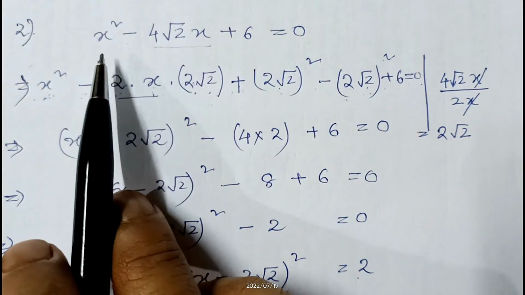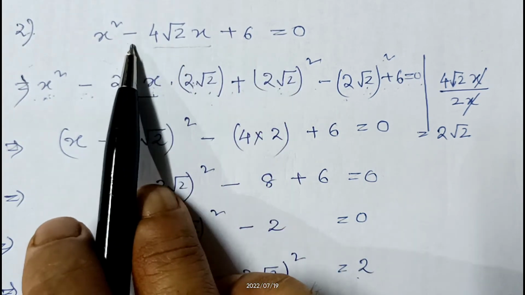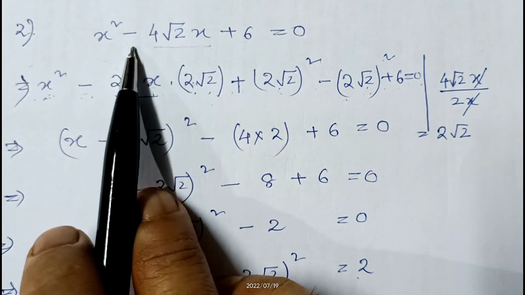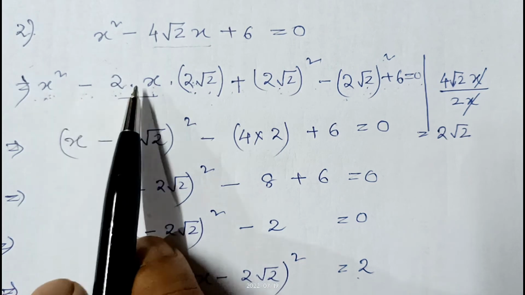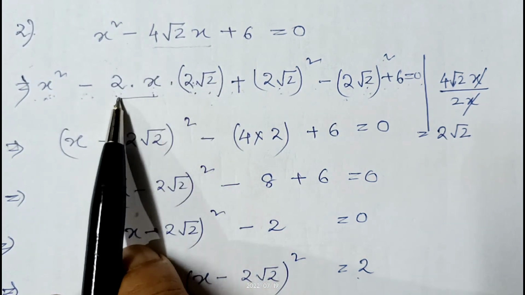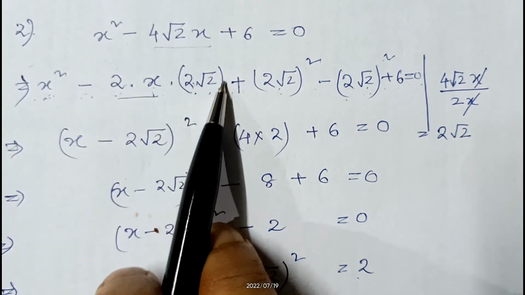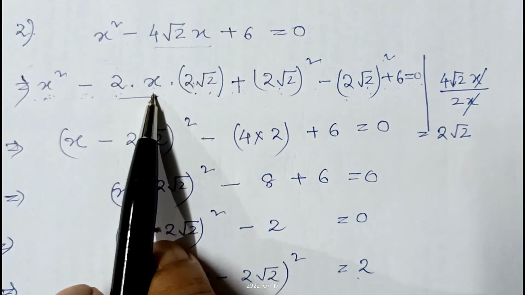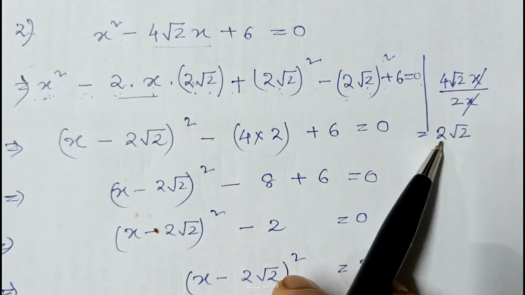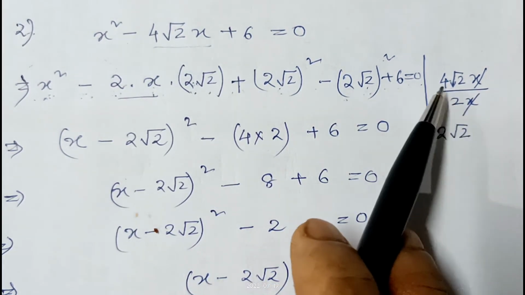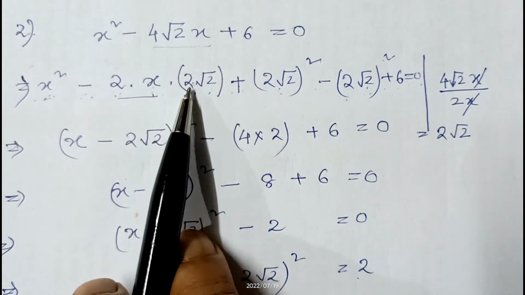In question number 2, it is given x square minus 4 root 2 x plus 6 equals 0. Here also the second term is negative, so we have to use the a minus b whole square formula. Now this is a square term, so we write x square minus twice ab. Twice a, you already know, is x. For getting b we divide this by twice x. So 4 root 2 x divided by twice x gives 2 root 2, because x and x cancel, and 4 and 2 can be cancelled. So here b will be 2 root 2.